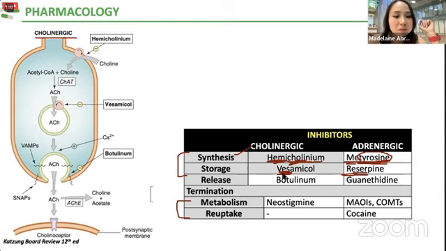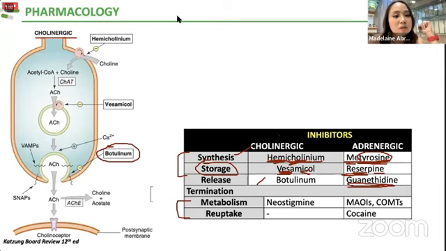So vesamicol and reserpine both target the storage. Okay, tandaan yan. Both target the storage. Difference, vesamicol is cholinergic, reserpine is adrenergic. What targets the release? Your botulinum for cholinergic. So inhibits the release, kaya may flaccid paralysis.